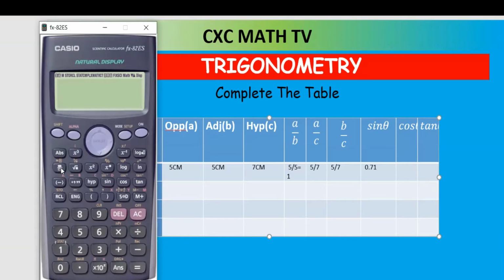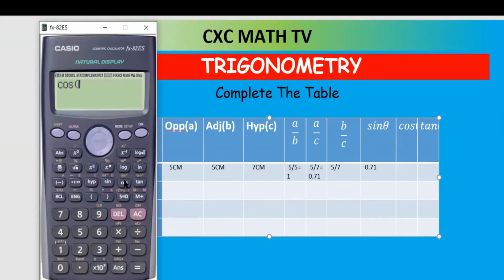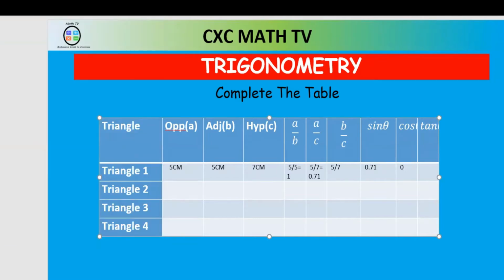So 5 over 7, that's also 0.71. You see that? Opposite over hypotenuse is also 0.71. Nice. Let's see now the cos of 45 degrees. So now the cos of 45 degrees, cosine 45, 0.71 as well. And 5 over 7, we already know that's 0.71. Nice. So we can see that the trig ratios are proven to be true so far.